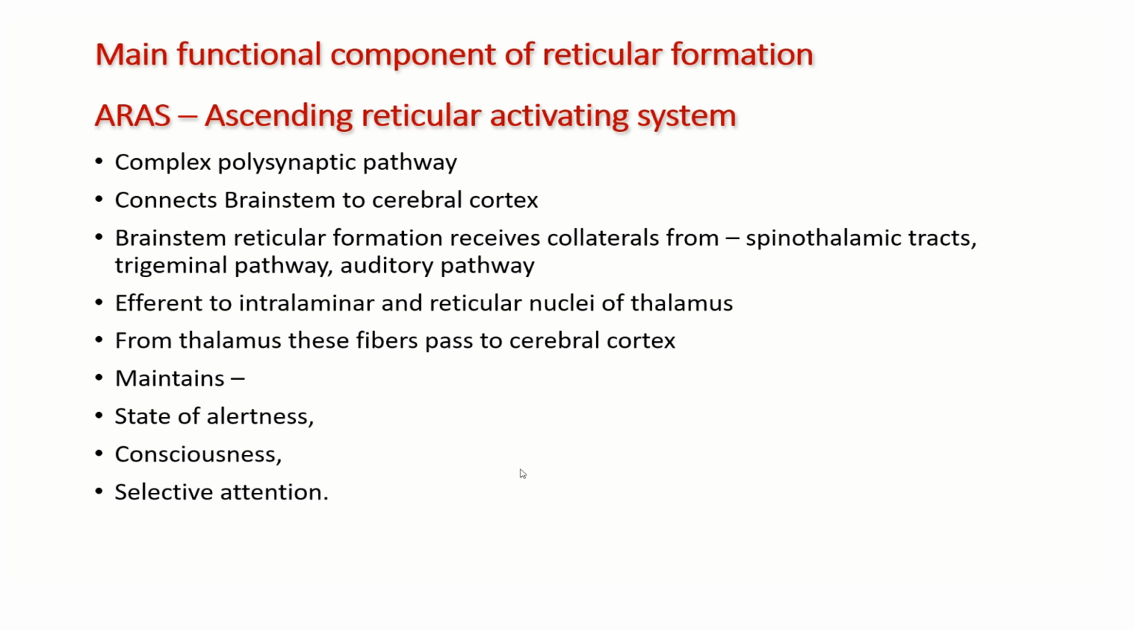So, the main functional component of the reticular formation is ARAS, the ascending reticular activating system. It's a complex polysynaptic pathway that connects the brainstem to the cerebral cortex. The brainstem reticular formation receives collaterals from spinothalamic tracts like pain, touch, temperature, then the trigeminal pathway, then the auditory pathway. Efferents are given to the intralaminar and reticular nuclei of the thalamus. From the thalamus, these fibers pass to the cerebral cortex. They maintain the state of alertness, consciousness, and selective attention.